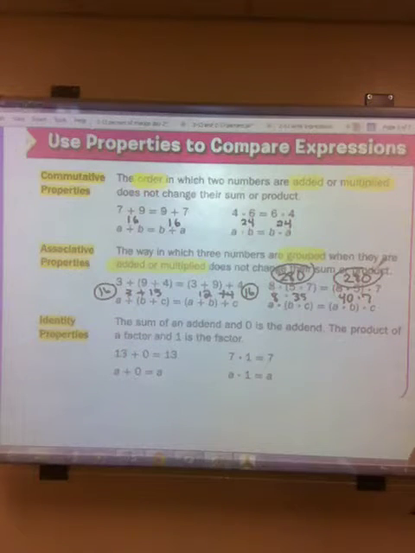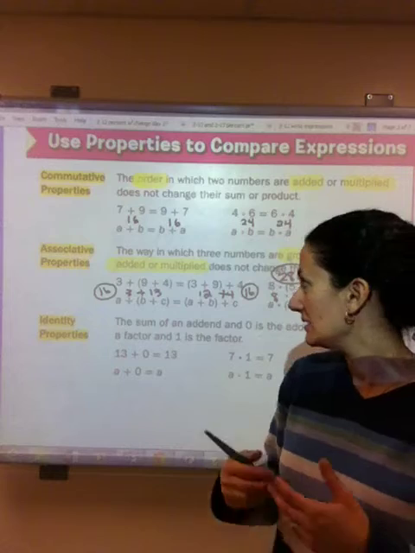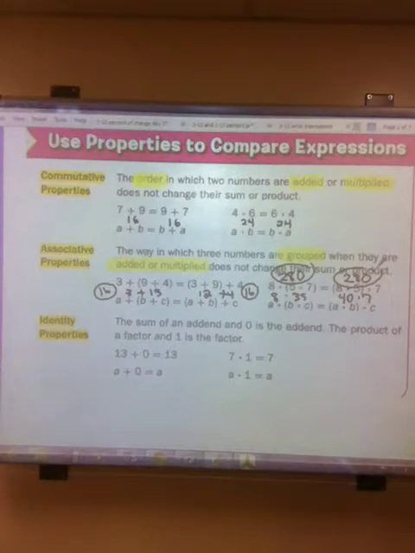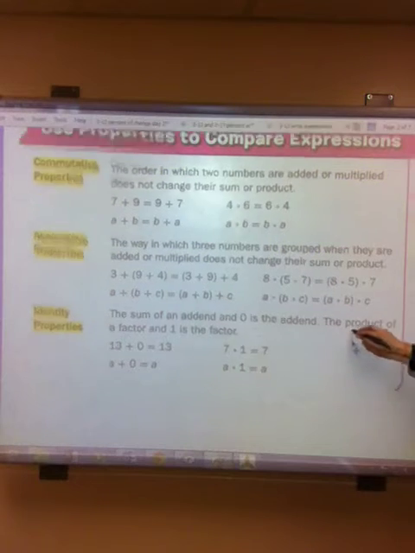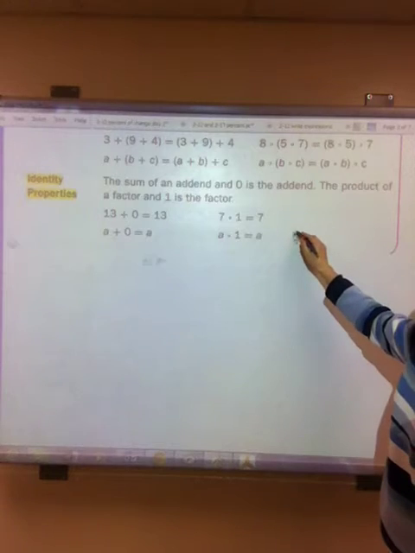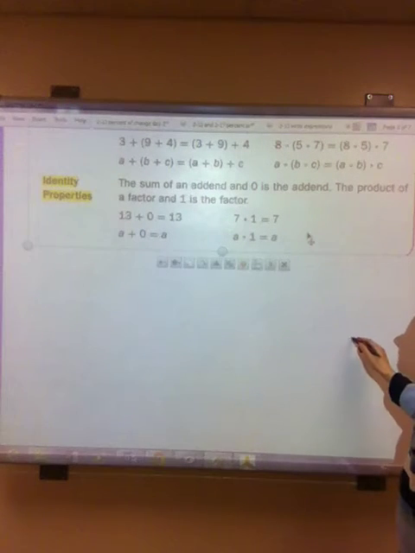Again, I know I'm talking quickly. If any of that doesn't make sense, pause the video, rewind it, watch it again. Make sure you get the examples down. Let's look at the third property here, the identity property.